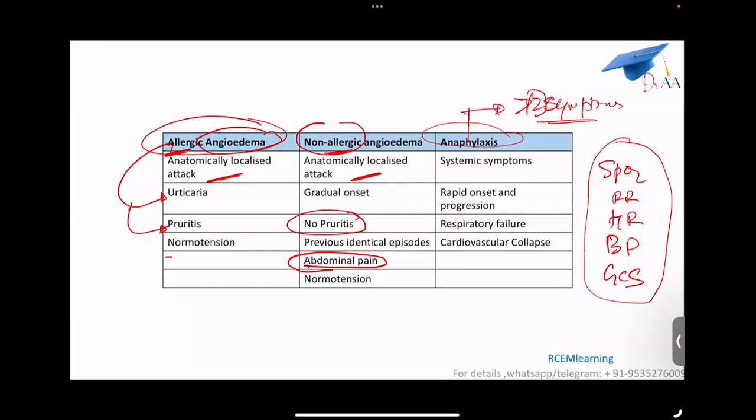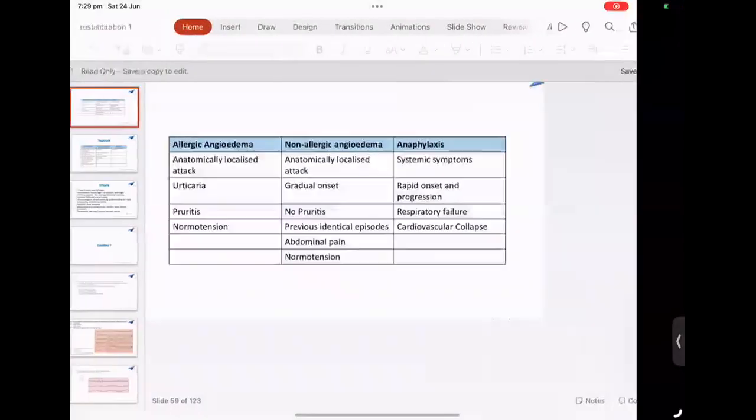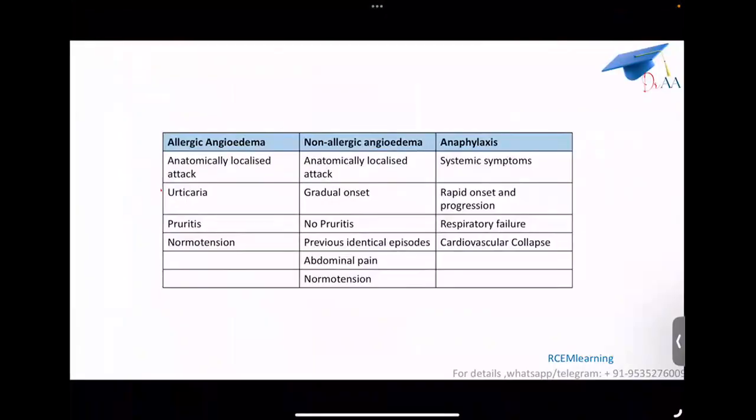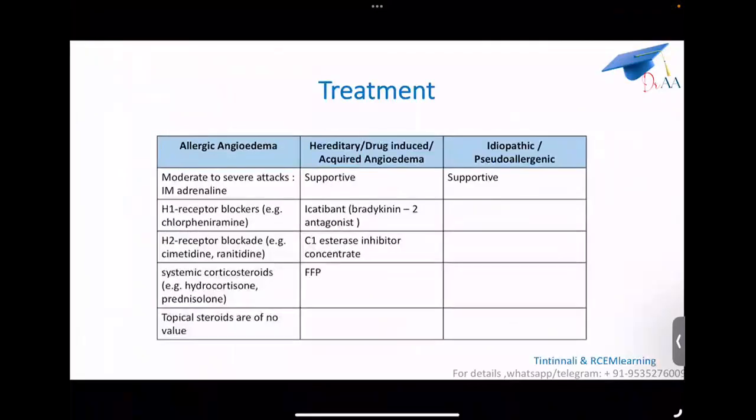Never in angioedema will the blood pressure be affected. It is only affected in anaphylaxis where you see a cardiovascular collapse. So grossly, cardiovascular or respiratory collapse or arrest, you see in anaphylaxis. That's the main difference between angioedema and anaphylaxis. When you are comparing allergic and non-allergic angioedema, what you need to look out for is in allergic, there is a rash with itching. In non-allergic, the rash is absent. Usually it is associated with abdominal pain.